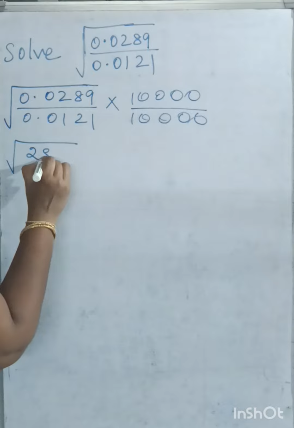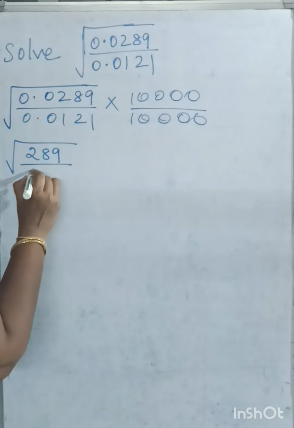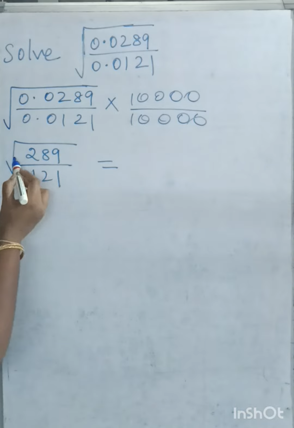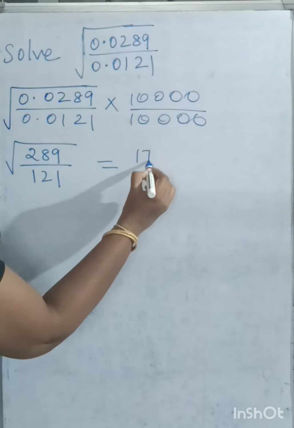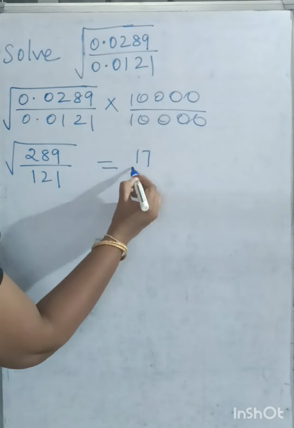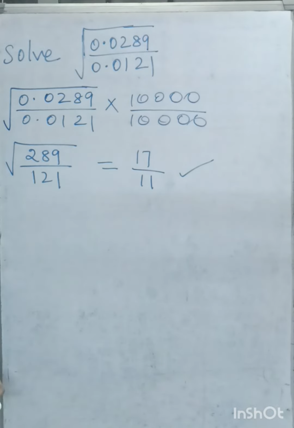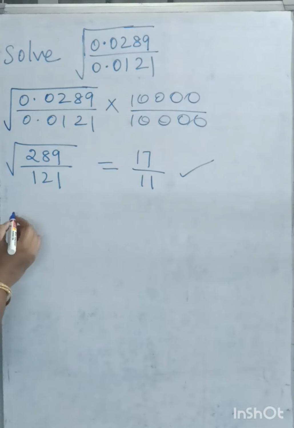Square root of 289 divided by 121. Now we can get the answer easily. Square root of 289 is 17. Square root of 121 is 11. So the answer is 17 by 11. So what is the other approach?